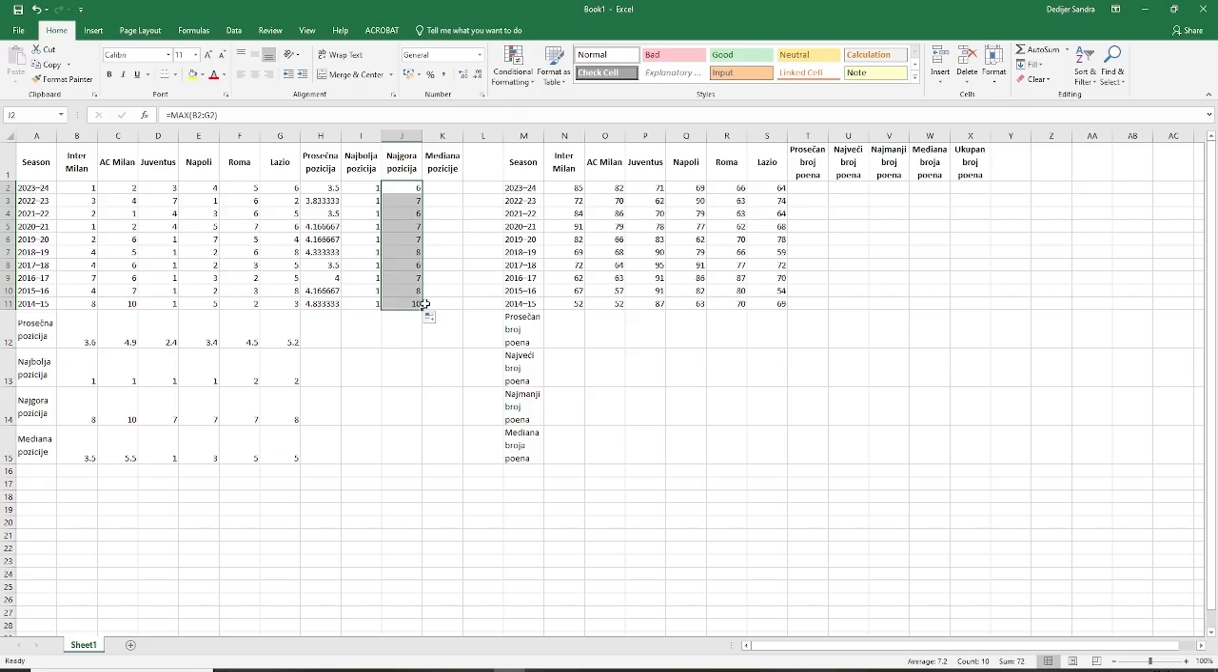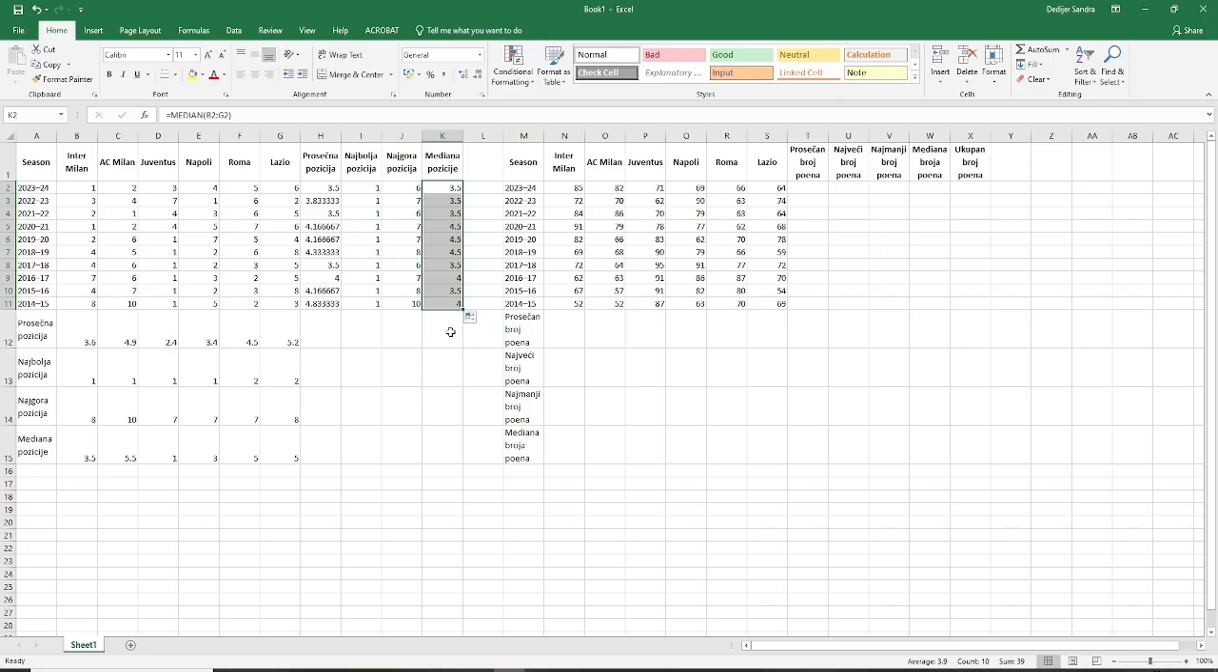We calculate the median position for this group using the formula equals median, from B2 to G2. We apply the formula to the other seasons by dragging. It can be observed that in 7 out of 10 seasons, these clubs were among the top 3.